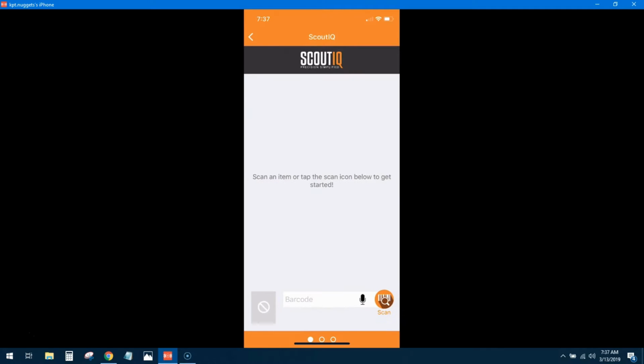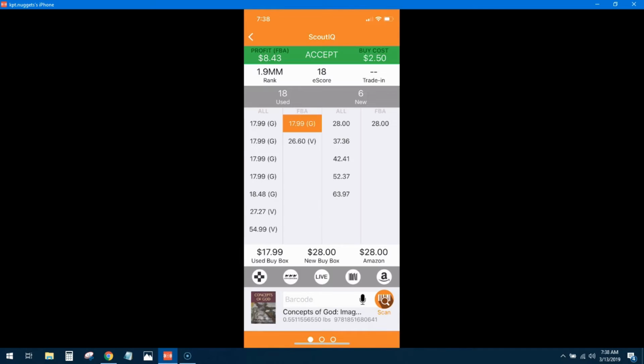I don't have my Bluetooth on me, so we're just gonna use the old fashioned camera. All right, so here it is, $8.43 profit, 1.9 million rank, 18 e-score. Now, this is not a great rank. It's not a bad rank. E-score says 18, so it's still selling at least 18 times in 6 months. So that's about 3 times a month, if not a little bit more. So rank might be a little high for some of you guys to plan, but the profit is $8.43, and that makes it worth it to me.